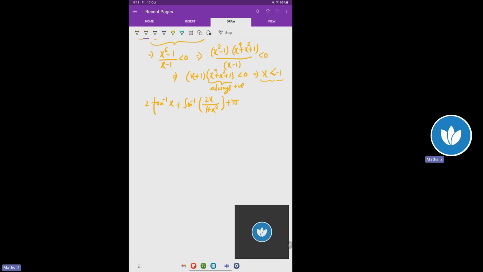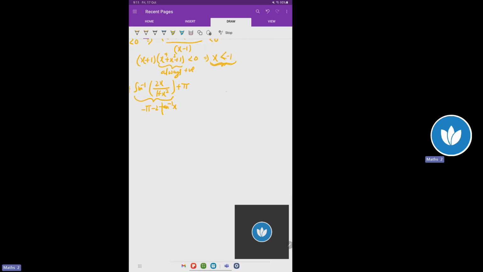Now you must have studied one identity, guys. You have to remember some of the formulae directly in order to save your time. So you must have studied one thing. In case x is less than -1, this can be written as minus pi minus 2 tan inverse x. You can remember this identity directly.